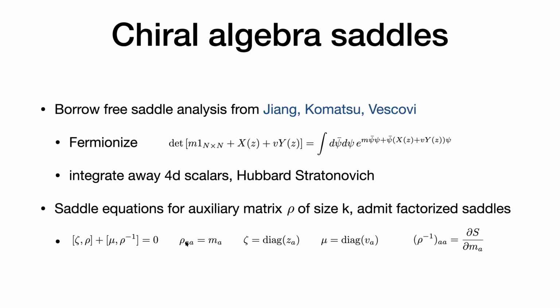And let me set the diagonal components of this matrix rho to be the m parameters. And then the remaining off-diagonal components are constrained by this equation that says the commutator between zeta and rho plus the commutator between mu and rho inverse should be 0. After you find a solution of these equations, you can reconstruct the action in various ways. For example, by using the fact that the diagonal components of rho inverse are the derivatives of the action with respect to the masses, with respect to these m's.